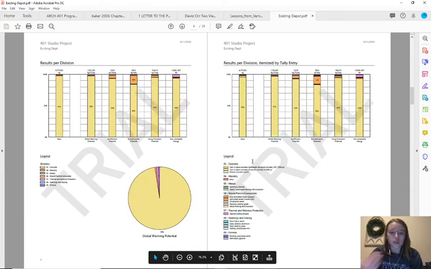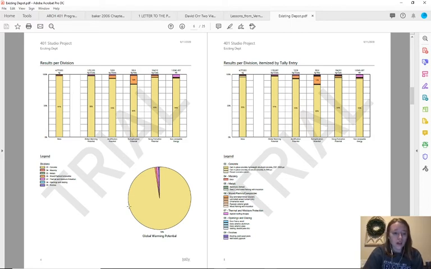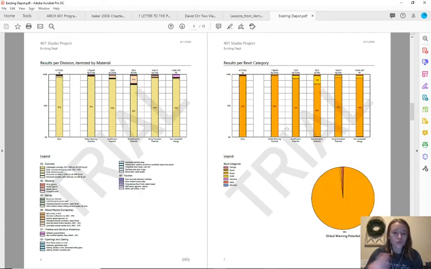This next one is results per division. Again, it's basically the same information, just sorted a little bit differently. As you can see, this is per division, sorted by the exact same categories: global warming, acidification, eutrophication. And then off to the right again, sorted by the specifications and more detailed into the materials. Again, this just keeps going, sorting by new categories in the same format with graphs and pie charts.